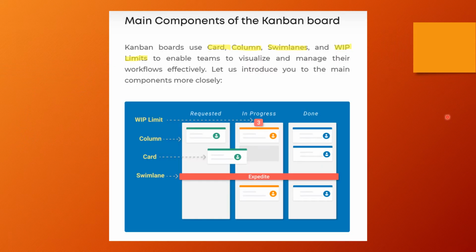Right, now we look at the main components of a Kanban board. Kanban boards use cards, columns, swimlanes, and WIP limits. Right, so these are the columns: requested, in progress, and done. And these are the cards, right? The green and orange colors are cards, nothing but our user stories. And these are the swimlanes, categories of work, and the WIP limit.